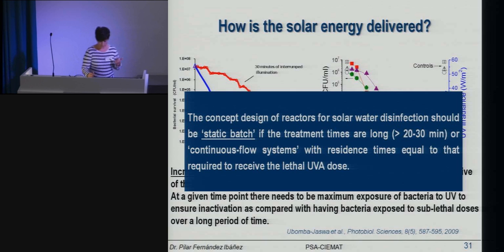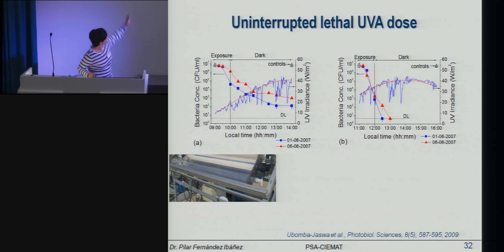Okay? Here's another example about lethal UV dose. When we apply a low amount of energy, the inactivation during exposure is partial, and then the inactivation keeps going after the treatment. If you deliver a higher dose, the inactivation will be faster, but the killing after the treatment also. So there is an accumulative damage.